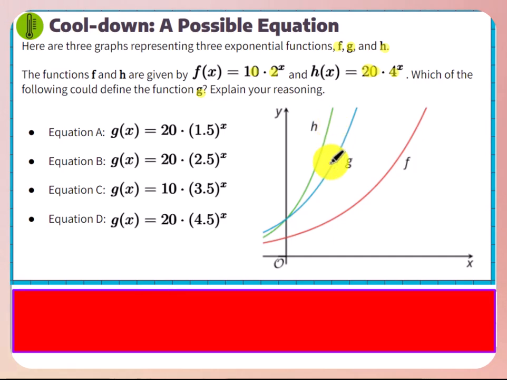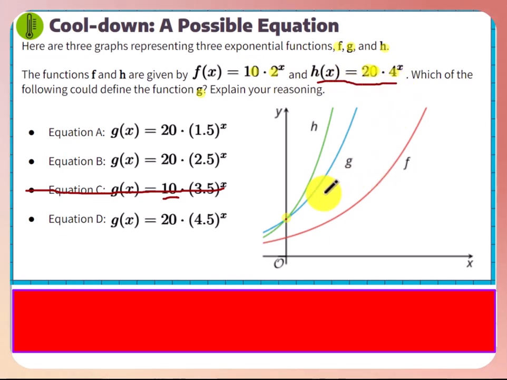Okay, so we've got f right here. We've got h. f is on the bottom, the red line. h is on the top, the green line. And g is the blue one. So first of all, where does g start? The initial amount is the same as h, and h starts at 20. So we're going to eliminate equation C, because this starts at 10. It could be equation A, B, or D, because they all start at 20, just like h of x does.